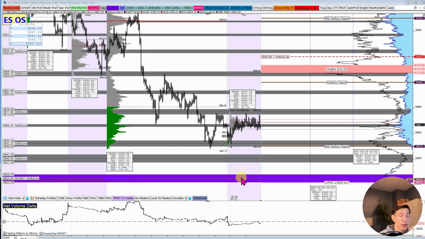If we really lose it, then my key target would be the 5750s if we really drop century. But we have to get there first. Let's go over our bullish ideas instead.